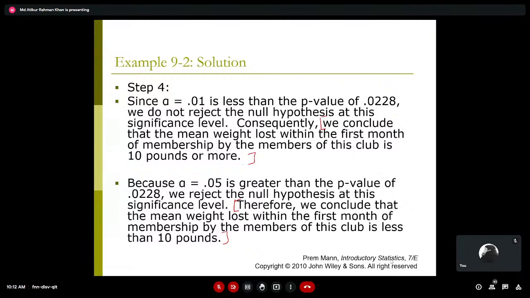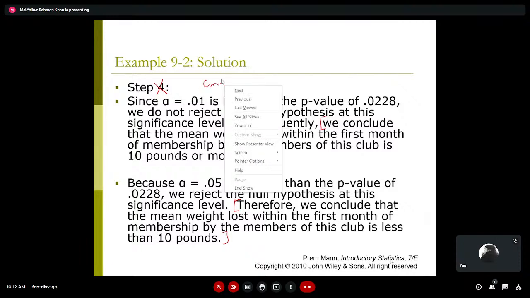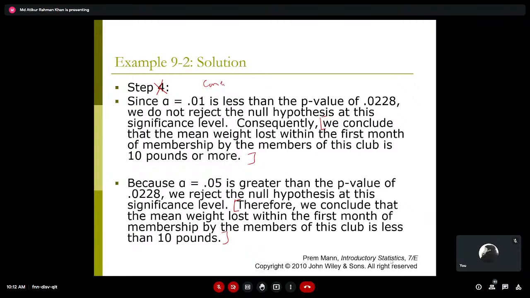So step 6, conclusion. I mean, essentially, that will be step 6. The conclusion, sorry. That is step 6. So you can write from here. Essentially, that is the conclusion.